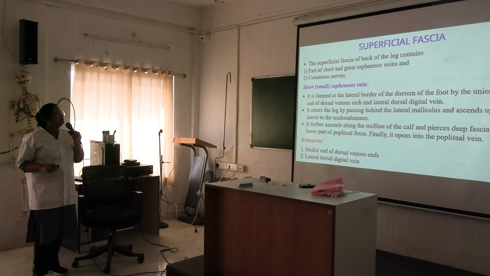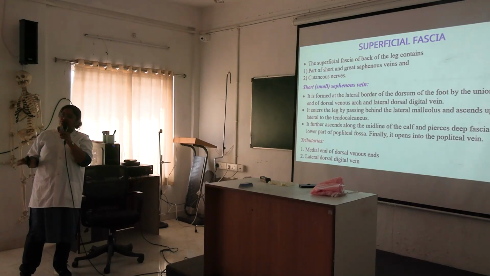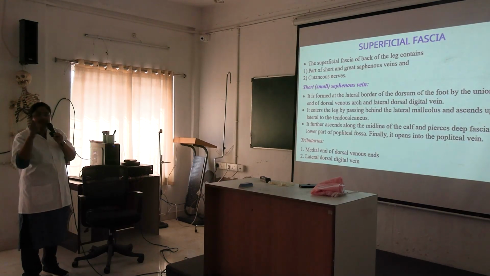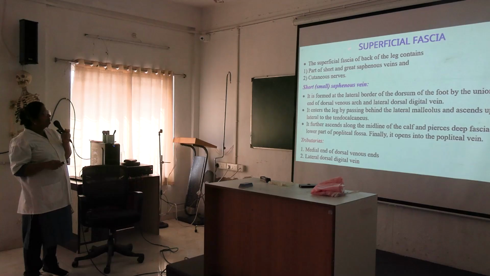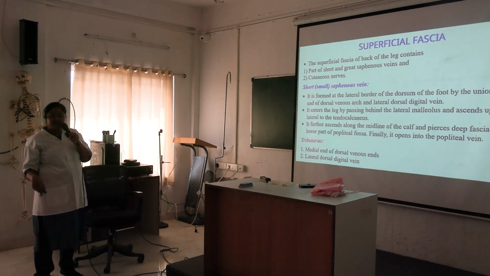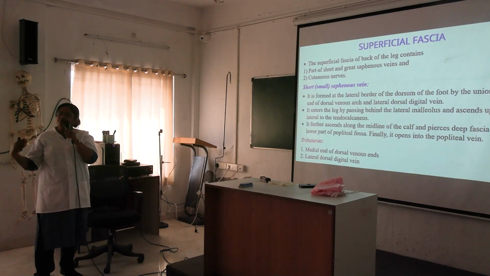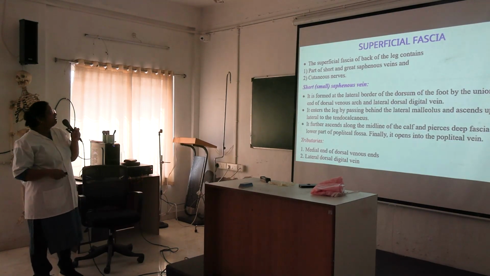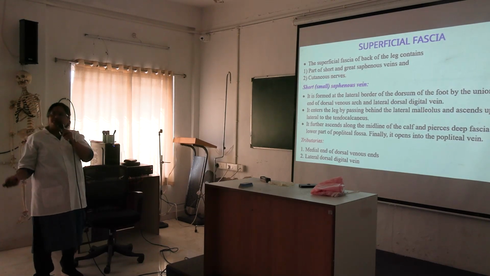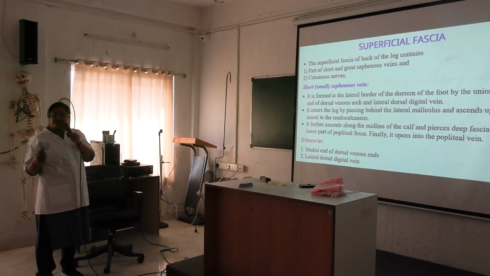So next, you will see the superficial fascia. After the reflection of skin, you will get the superficial fascia. Loose connective tissue layer. In the superficial fascia of back of leg, it contains part of short saphenous vein and part of great saphenous vein. Very small part of great saphenous vein near the knee region and short saphenous vein near the middle of the calf. Okay, and cutaneous nerve also you will see supplying these regions. So we'll discuss the short saphenous vein now.